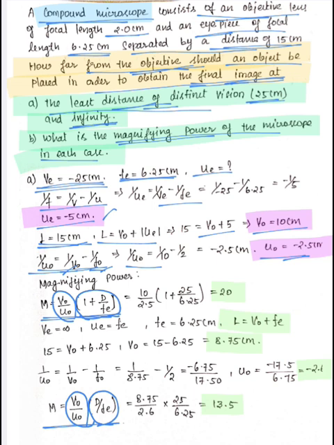Now what is the magnifying power of the compound microscope to get the image at the least distance? V0 by U0 into 1 plus D by Fe. When we substitute the values, we get the magnifying power of the compound microscope is 20.